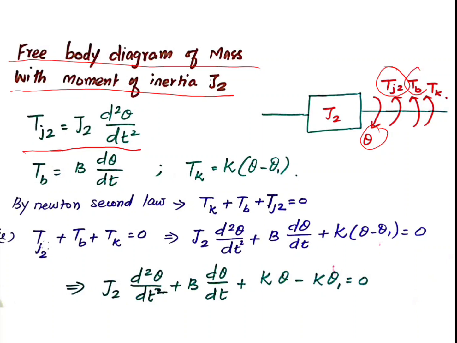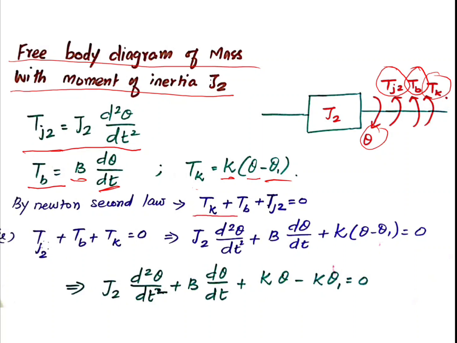Then T_b is related to the dashpot, so T_b is equal to b dθ/dt. For the spring k, T_k, this is actually common to J1 and J2, so the opposing torque due to the spring is equal to k(θ − θ1).